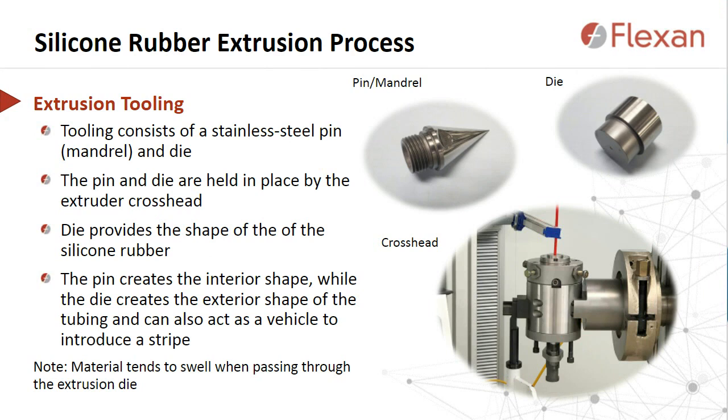Once the material is prepared, it will run through the extruder and the extrusion tooling. Tooling will consist of a pin, which is also referred to as a mandrel, and a die. The pin and die are housed in a crosshead assembly. For medical applications, these are normally manufactured with stainless steel. The pin is used to create the interior or lumens of the tube, and the die creates the exterior shape and can also be a vehicle to introduce the stripe.